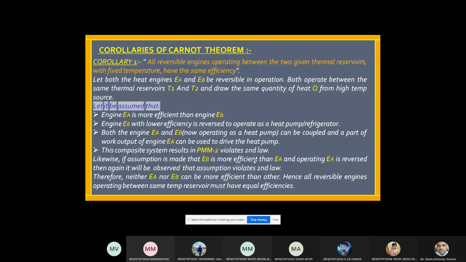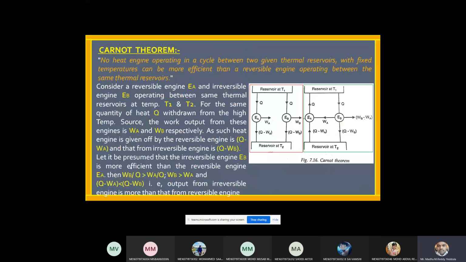efficiency. Let us assume there are two engines operating between the same temperature source and sink. They should have the same efficiency. That is corollary one. Okay, so let us assume the same figure only. Let us say EA and EB. If you see here, let me take the pen. So we have two engines, EA and EB. Both are reversible engines.